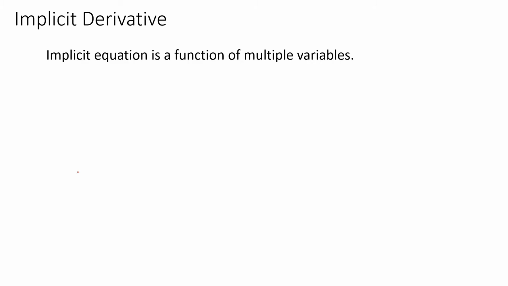Today's lesson is called implicit derivative. So implicit equation is a function with multiple variables. There are two different types of equation, called explicit and implicit. The easy way to identify them is if you're able to rewrite the equation as y equal to or x equal to, in other words, as a single variable.